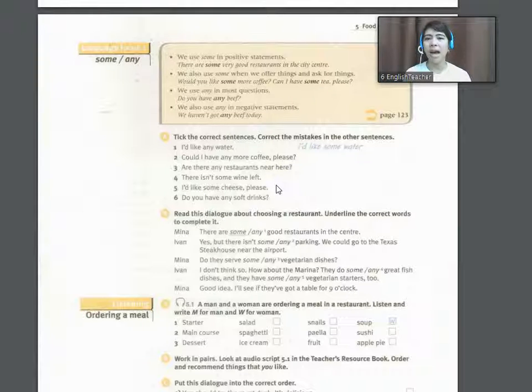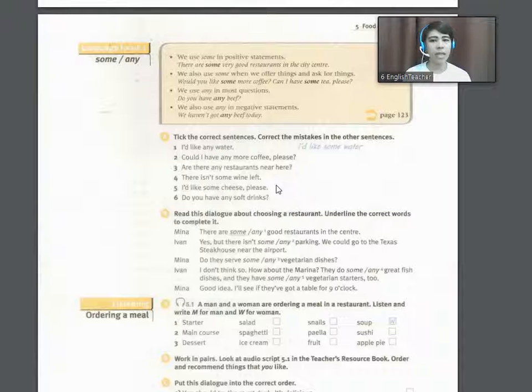Okay, number 5. I'd like some cheese, please. Is that correct? Very good, student B. It's a correct sentence. I'd like some cheese, please. So when we're trying to ask for something, we use some.